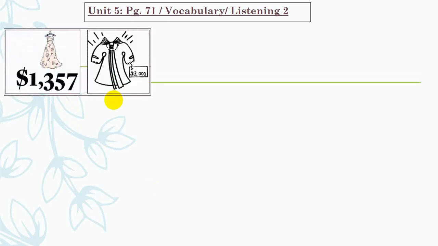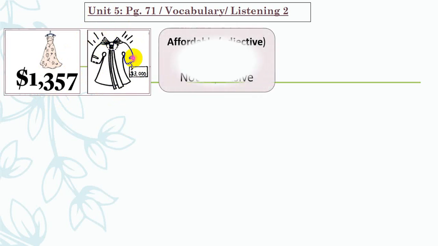Okay, so what do you see in the first picture? The price of this dress is $1,357, and the price of this dress is $3 only. So which dress do you think is not very expensive? The one on the left or the one on the right? So yes, the one on the right is not expensive, which means anyone can buy this dress. I can buy this dress. So this dress is affordable. Affordable is something which is not expensive. It's an adjective. It is describing the noun: affordable dress, affordable mobile, affordable bag.